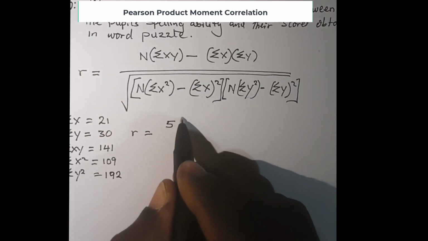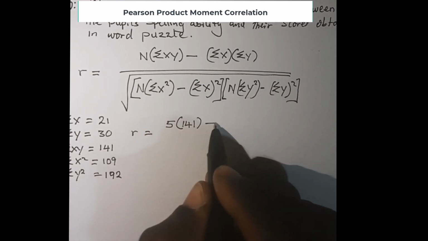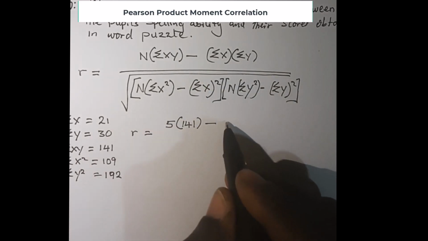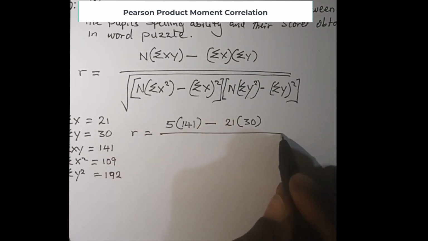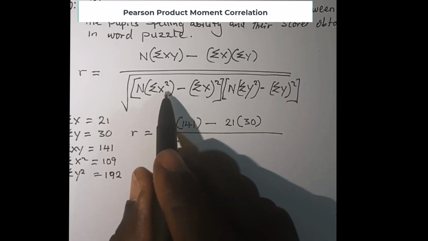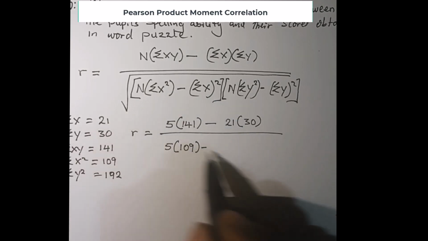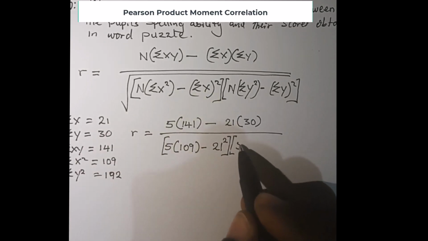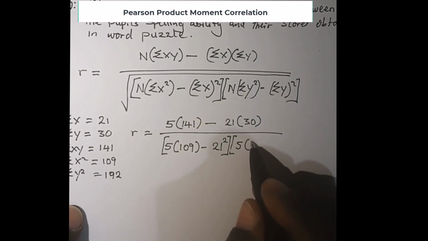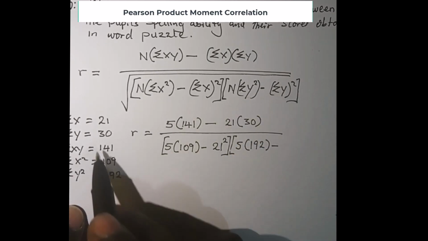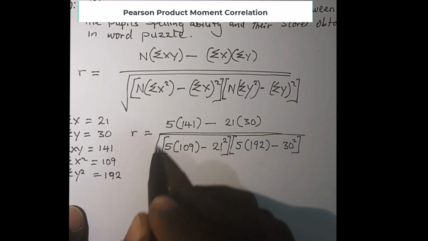So we'll have 5 into bracket summation xy. Summation of xy is 141 minus summation x, which is 21, multiplied by summation of y, which is 30. Now divide by our n, which is 5. Summation x square is 109 minus summation of x, 21, then squared. Then we'll have 5 here again for this n. Summation y square equals 192 minus summation of y, 30, then squared. So all this is going to be under the square root.